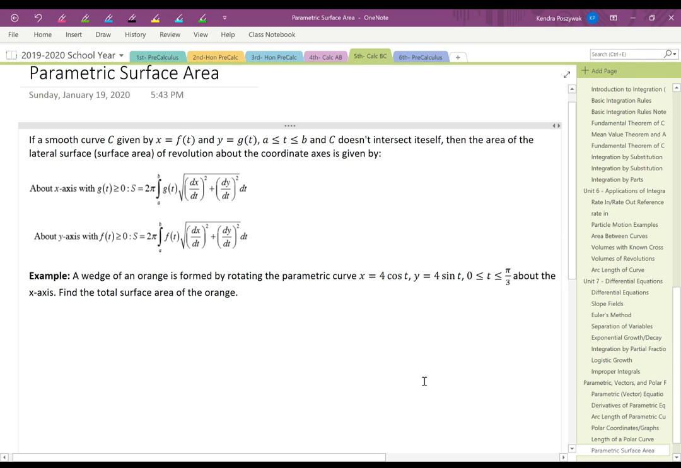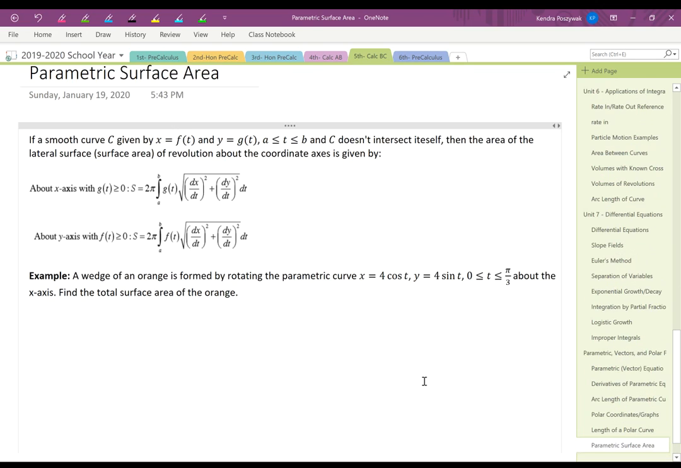Today we're going to talk about parametric surface area. So if we've got a smooth curve C that's given by the functions x equals f of t and y equals g of t on some interval from a to b, and we know that C does not intersect itself, then we can get the area of the lateral surface, or the surface area, of a revolution about the coordinate axis with the following two equations.